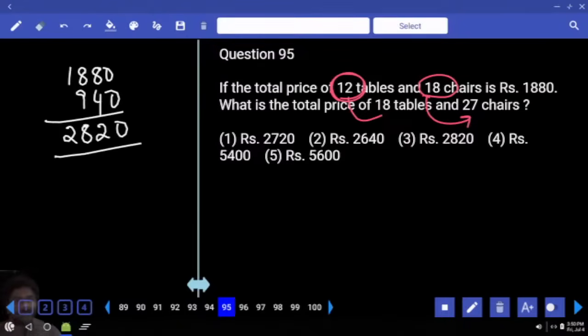Yes. In the same question, in place of 18, if you have any other number, answer cannot be determined. In place of 27, if you have any other number, answer cannot be determined. Proportionate increase in tables, proportionate increase in chairs, both must be same, then only answer can be determined.